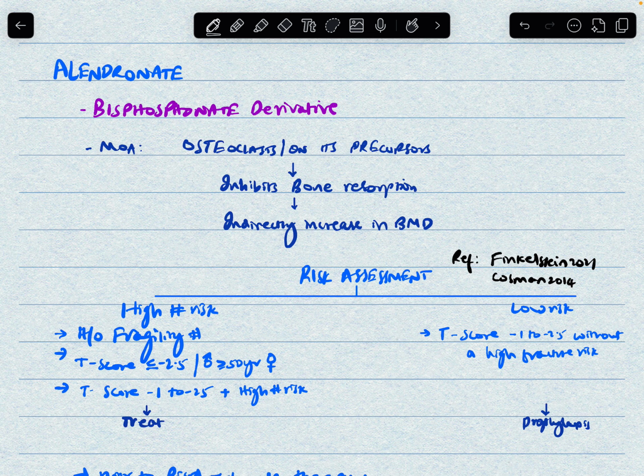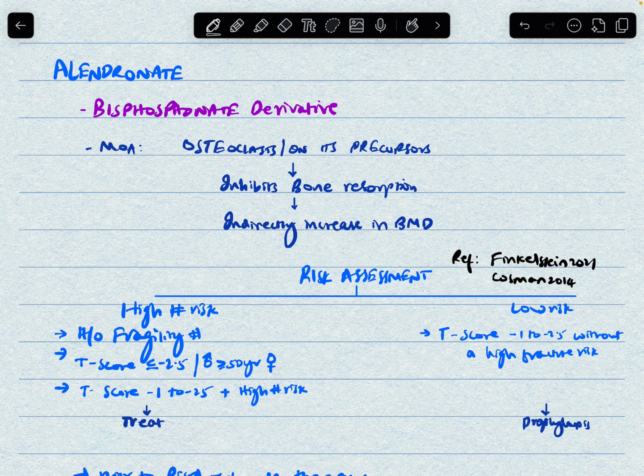Among these different treatment strategies, bisphosphonates are one of the important groups of drugs that play a major role. So in this episode, let's learn about alendronate. It acts on the osteoclast and its precursors, thereby inhibiting bone resorption and indirectly increasing the bone mineral density.